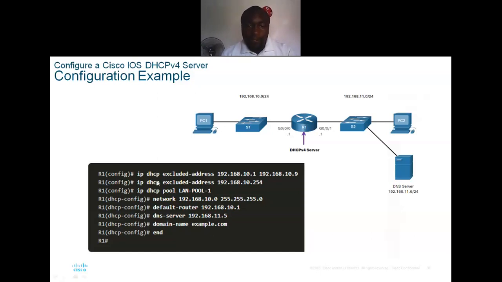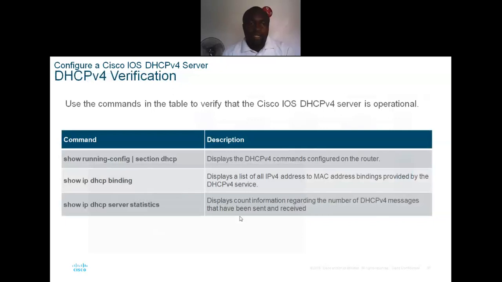Then after I've excluded, which is step 1, step 2 is to define my pool. So ip dhcp pool, then my pool name. You can say LAN pool 1, LAN pool 2, or Faculty of Arts, Faculty of Social Sciences, whatever. You give your pool name, then the network address and the subnet mask as the block you have. Then the default router, that's the IP address you assign on this interface here for this network. Then the DNS server, the IP address of the DNS server. Then the domain name. So you see, it's very simple.